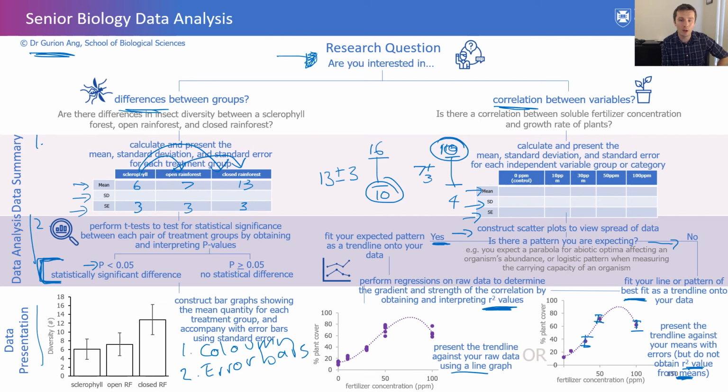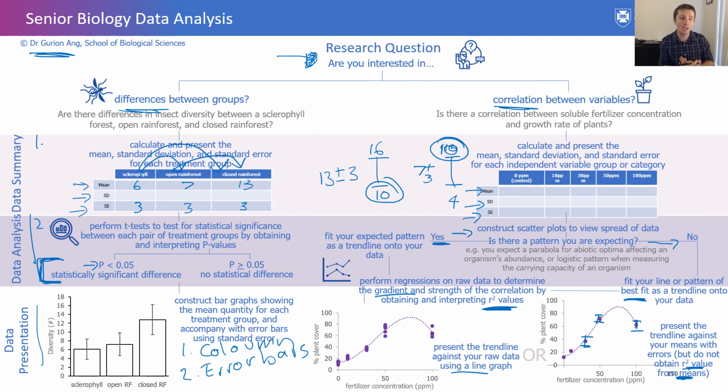So perform regressions on raw data to determine the gradient and strength of the correlation by obtaining and interpreting R-squared values. Okay, so I might get a gradient if I've got, say, a linear graph. I can obtain my gradient so I can know the rate at which that is actually changing, and of course I do an R-squared value. Now that might be quite confusing, but let's break it down.